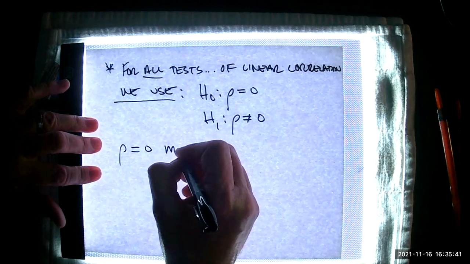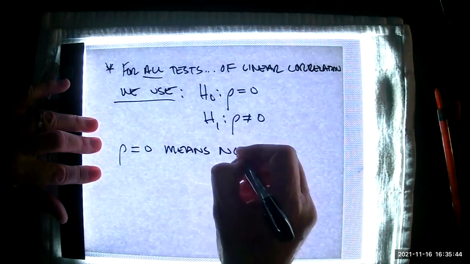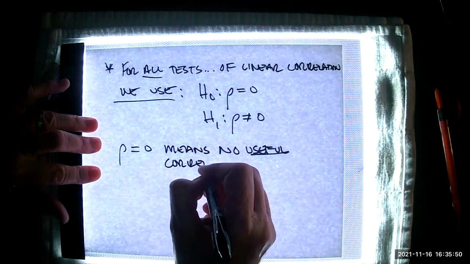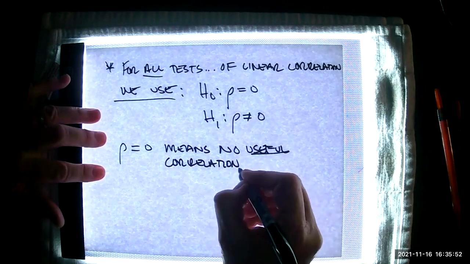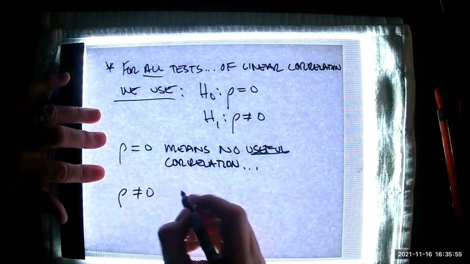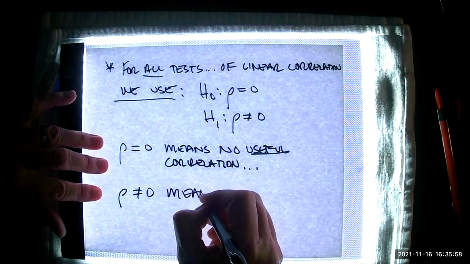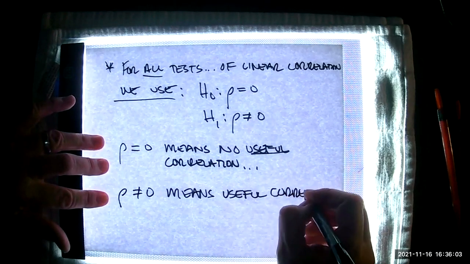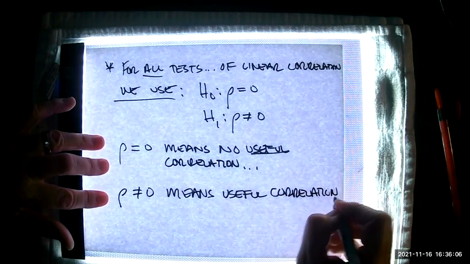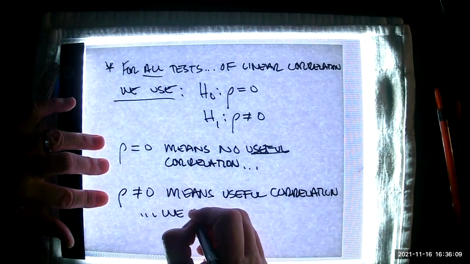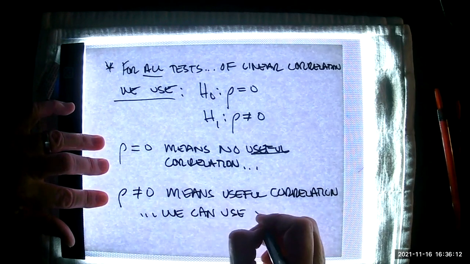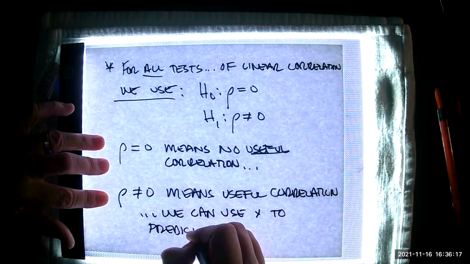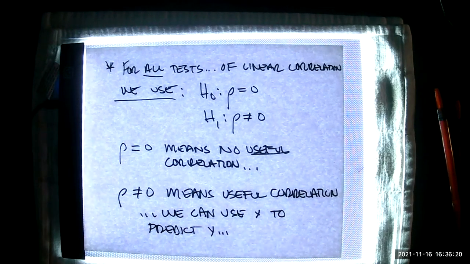Rho equals 0 means no useful correlation. Rho not equal to 0 means we have a useful correlation. That means we can use X to predict Y. That's what it means.